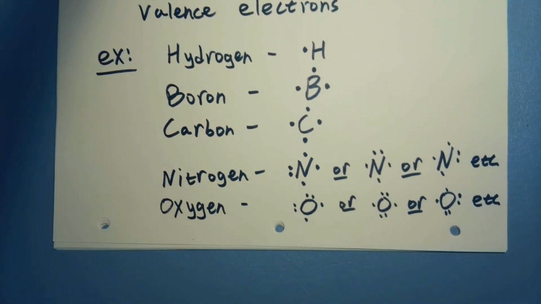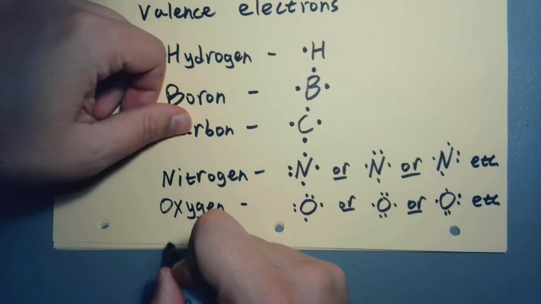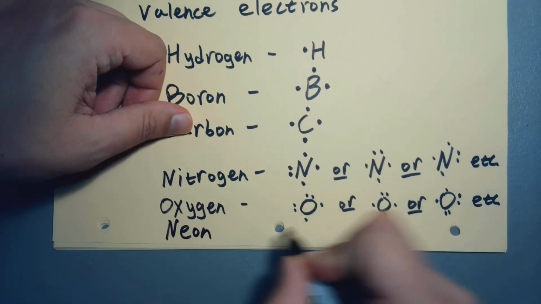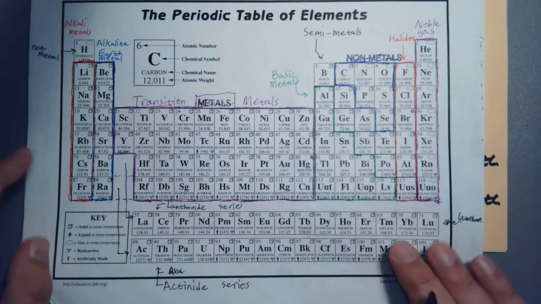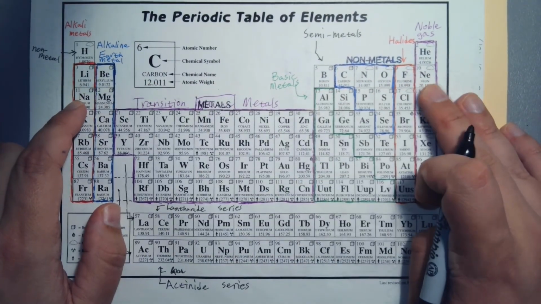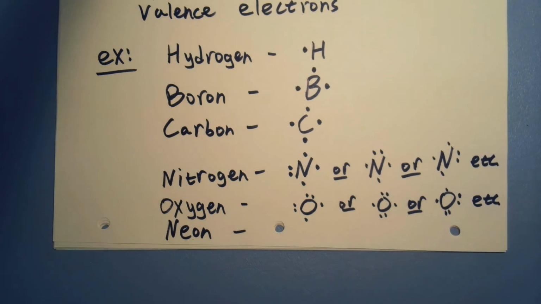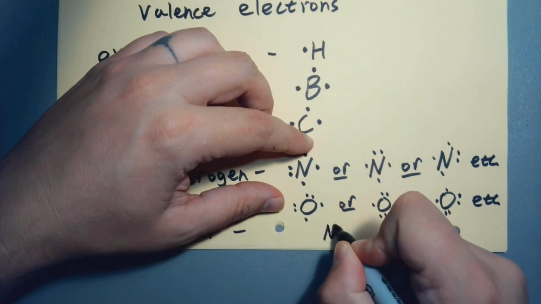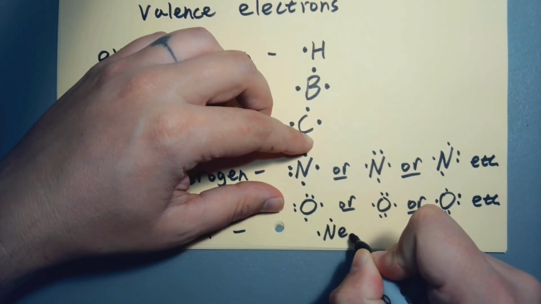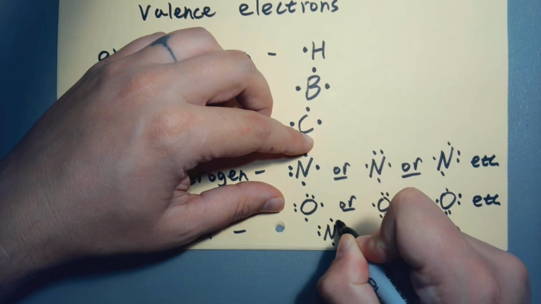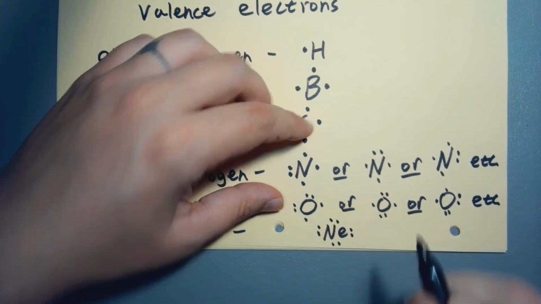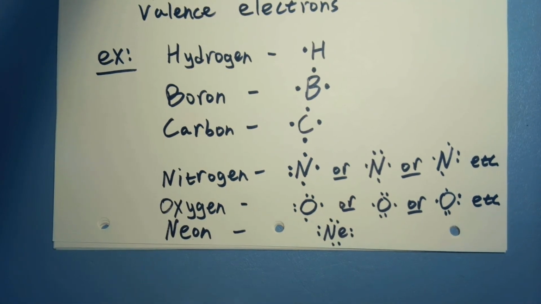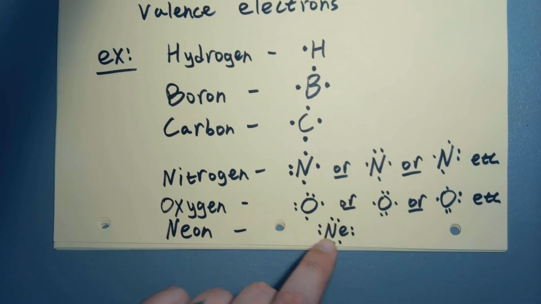So if we talk about neon, if we go just to the end of this row here. Go all the way to the noble gas, to neon. It's going to have a full valence shell. It's going to have all 8 electrons. So what does that look like? Well, 1, 2, 3, 4, 5, 6, 7, 8. That's it. And there's only one way to draw that. There's no options here. It's 2, 2, 2, 2. 2 up, 2 down, 2 left, 2 right. 8 electrons. So that is how we draw the Lewis structures.